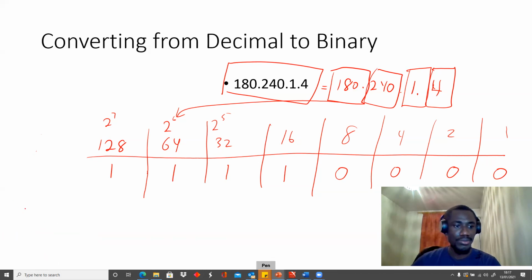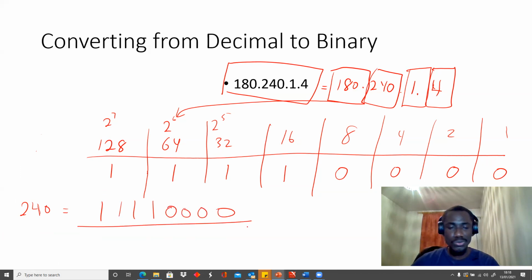So we'll say that 240 in binary equals 1, 2, 3, 4, four ones, 1, 1, 1, 1, and then how many zeros? 1, 2, 3, 4 zeros. So this is 240 in binary.